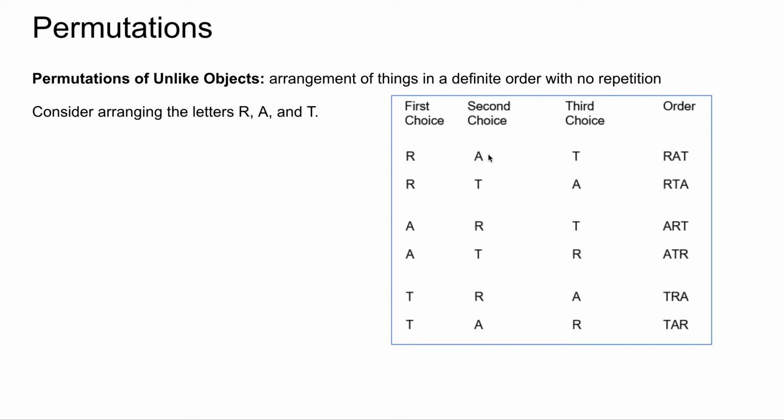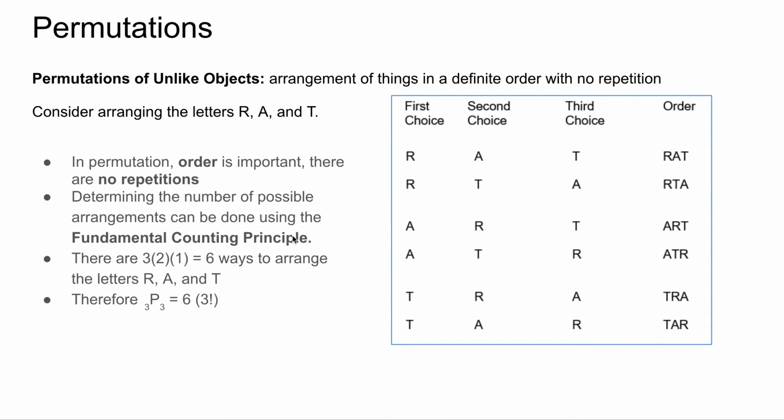If you chose A as the second letter, there's no other option. The third letter has to be T because you used R and A. If you chose R as the first letter and T as the second letter instead of A, there's only A left. If you do the same thing for the rest, these are the only possible outcomes you can think about arranging these 3 letters R, A, and T.